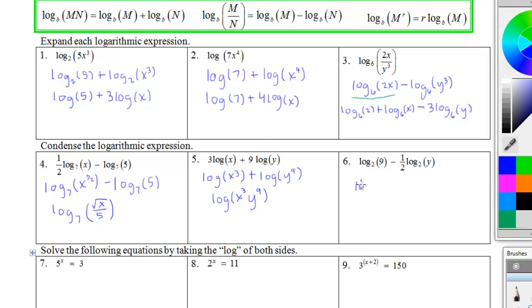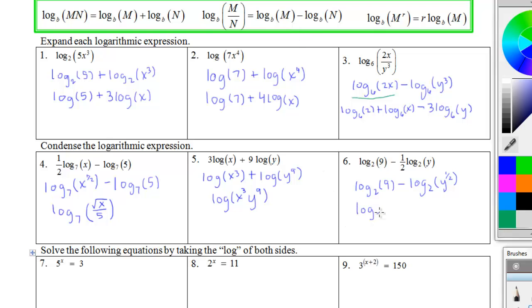This one, log base 2 of 9, doesn't need to change, but the 1/2 should come up as log base 2 of y to the 1/2. I would leave the minus here. Think of this as subtracting a positive 1/2. I think it's a little easier. And then you'll take care of the minus by choosing the correct log rule.